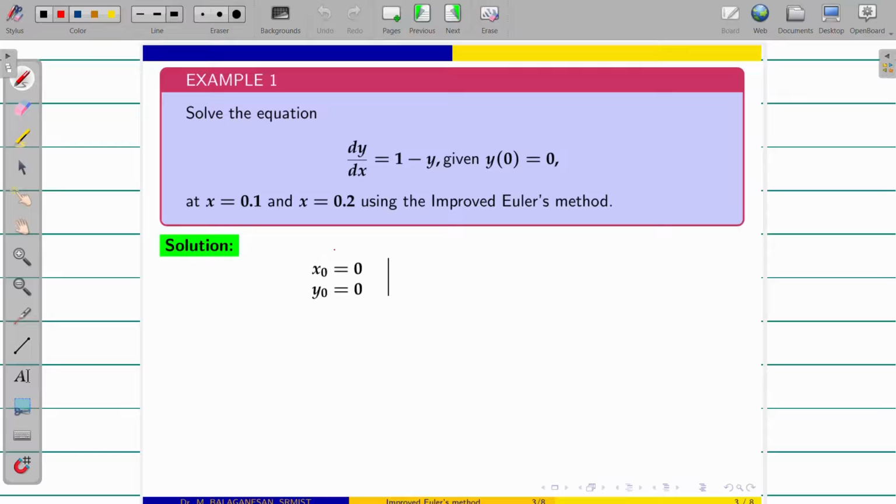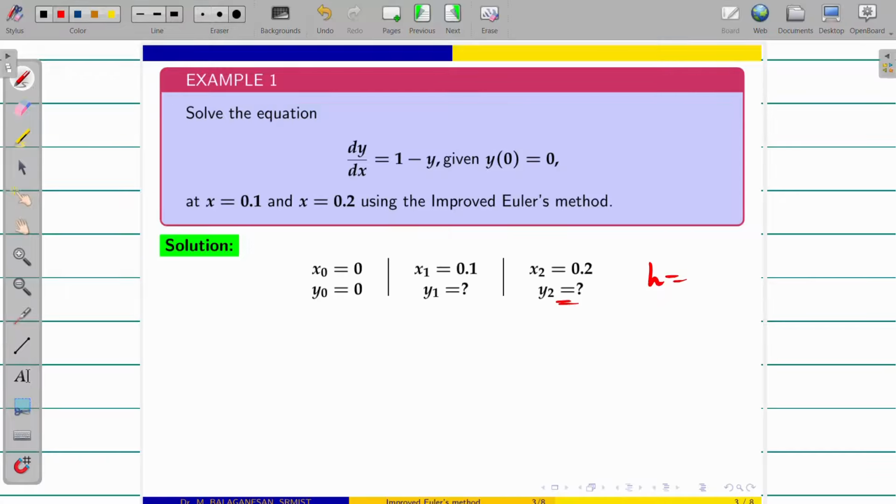Given this initial condition, x naught equal to 0, y naught equal to 0, x1 equivalent to 0.1, y1 equivalent to what? This is the next value, x2 equal to 0.2, y2 is equivalent to what? So try to find the value of h. Will you answer for that? Could you remember how to find h?